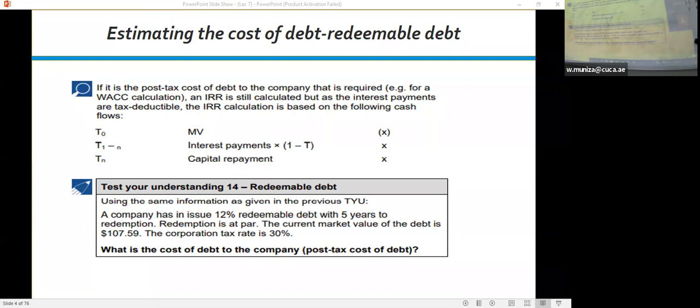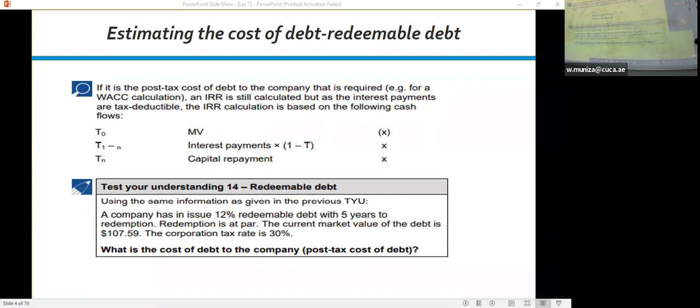The question we are going to do later, let's read the discussion first. If it is the post-tax cost of debt to the company that is required, that is for a VAT calculation, and IRR is still calculated, but as the interest payments are tax deductible, the IRR calculation is based on the following cash flows. So only one difference we are going to make, that is the incorporation of taxation rate in our interest payments. So as you can see, market value will be taken in the same way. Then we are going to take the interest payments by including the tax in it, and then we are going to see the capital repayment, that is the principal amount to be redeemed.